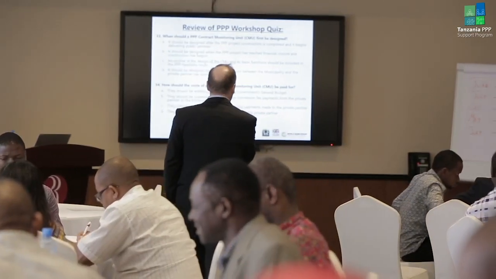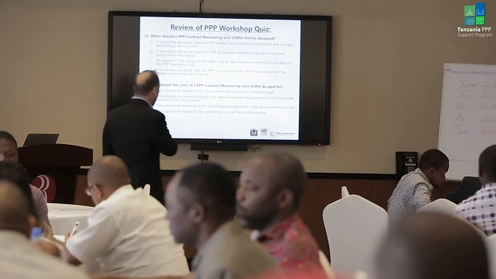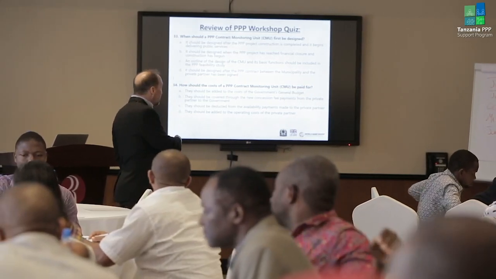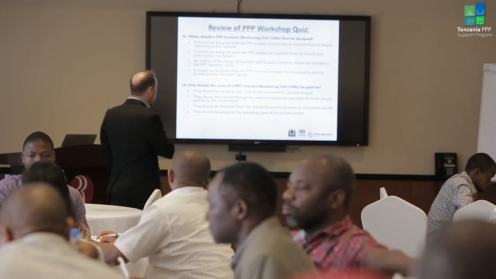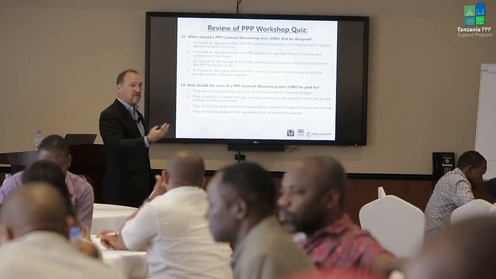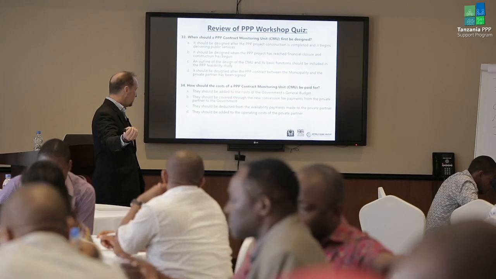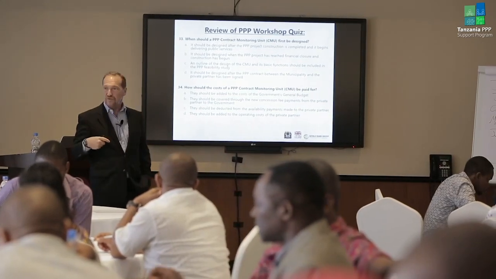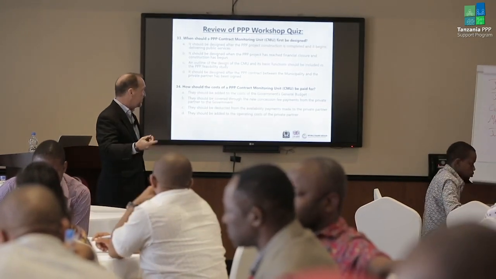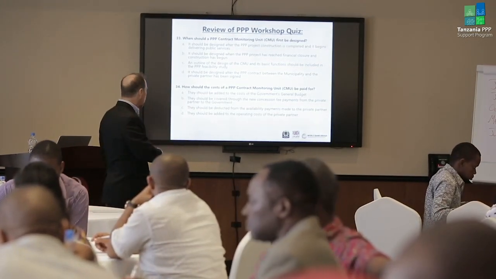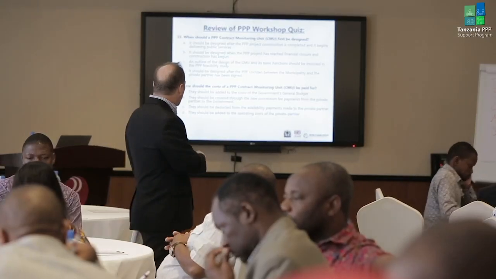So, number 34, how should the costs be paid for? A, they should be added to the costs of the government's general budget. B, they should be covered through new concession fee payments from the private partner to the government. C, they should be deducted from the availability payments made to the private partner. Or D, they should be added to the operating costs of the private partner. What do you think makes most sense? It's actually going to be B.